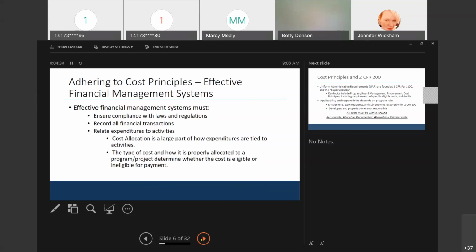As you can see there, knowing how to cost allocate is a huge part of how expenditures are tied to activities, understanding the type of cost and then how to properly allocate it to your program. In this case, your projects that you are developing for the applications, so that you can determine whether that cost is eligible or ineligible for payment.